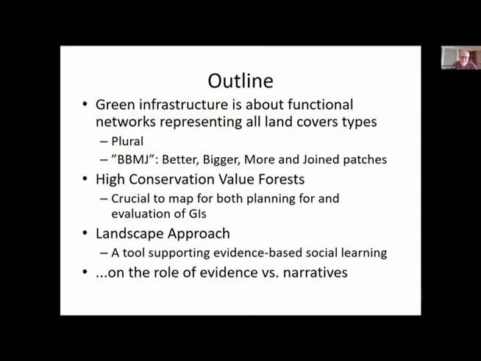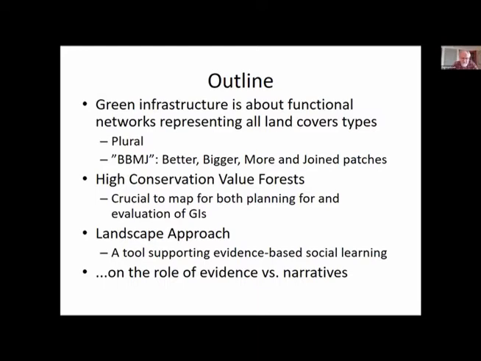And if we want to make trade-offs between all the different ecosystem services or nature's benefits that we want from forests, it's crucial to map high conservation value forests wall to wall, both for planning, but also to evaluate the functionality of the green infrastructure. And of course, to cope with this requires that you bring people together, and the term that appeared more than 15 years ago is called landscape approach or ecosystem approach, a tool to support evidence-based learning.